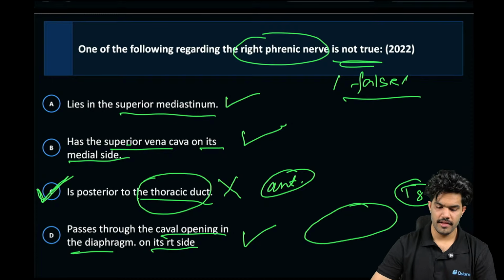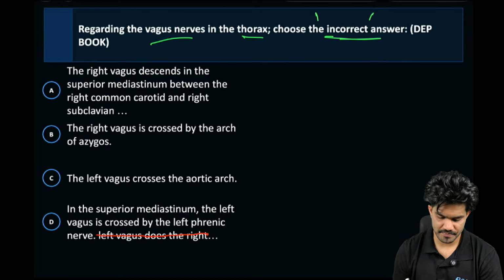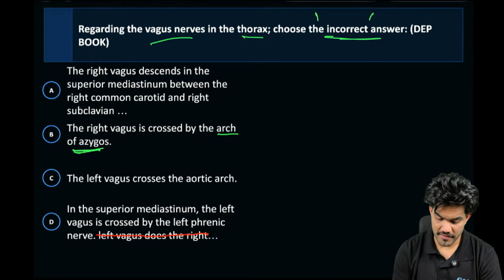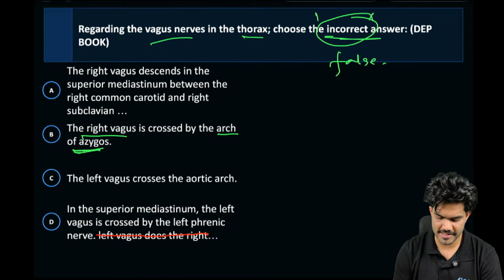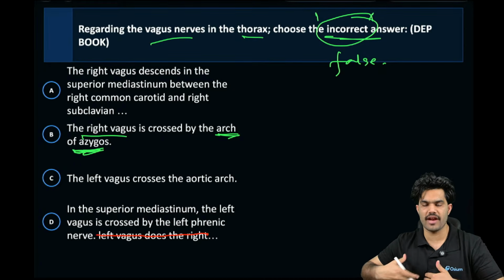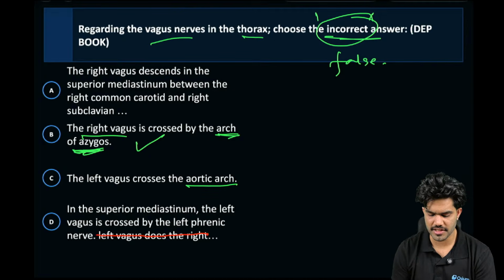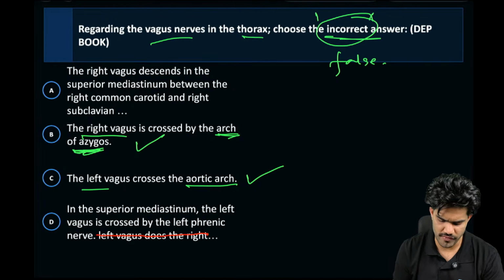Now regarding the vagus nerve in the thorax, choose the incorrect statement. Let's see from option B. The right vagus is crossed by the arch of esophagus. Sorry, we have to find the incorrect, false statement. So the right vagus, yes, arch of esophagus, yes, the esophagus is on the right side, so the right vagus will cross the arch of esophagus. Yes, it's true. The left vagus crosses the aortic arch. Yes, on the left side the left vagus is present, so it will cross the arch of aorta.